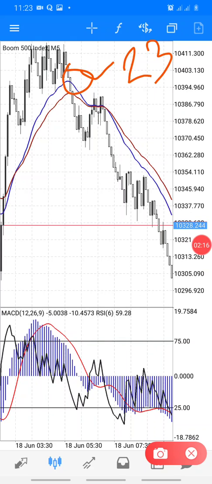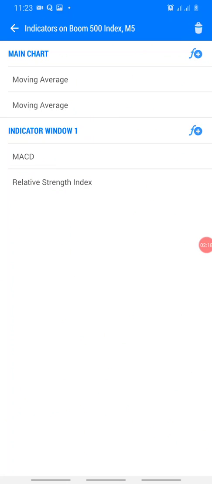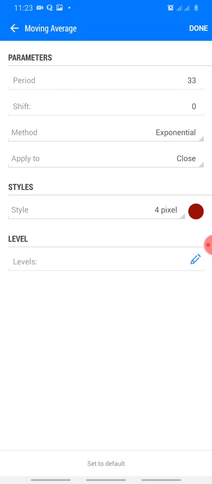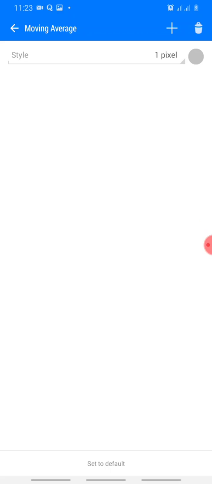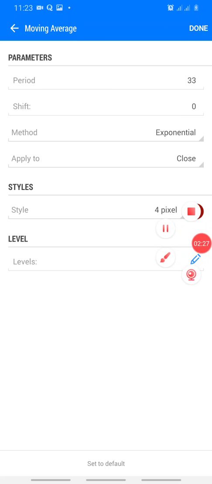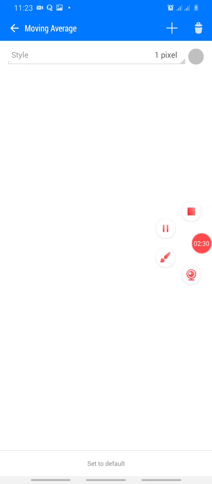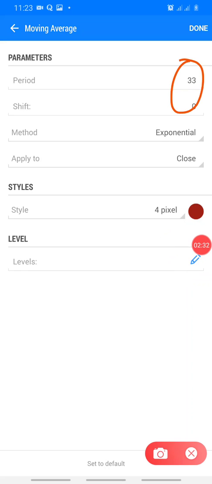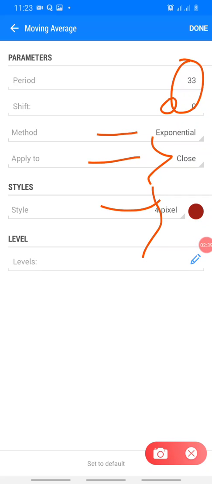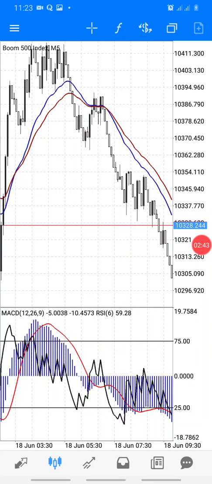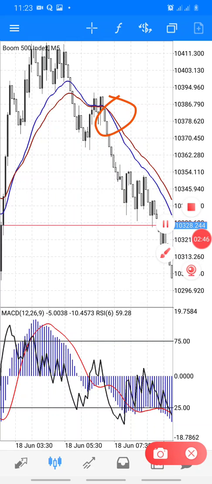So let's check the second one as well. The second moving average right here is moving average 33. The period is 33, the shift is 0, exponential, apply to close, 4 pixels, then you can choose whichever color you want. Then that is how we have our two moving averages.